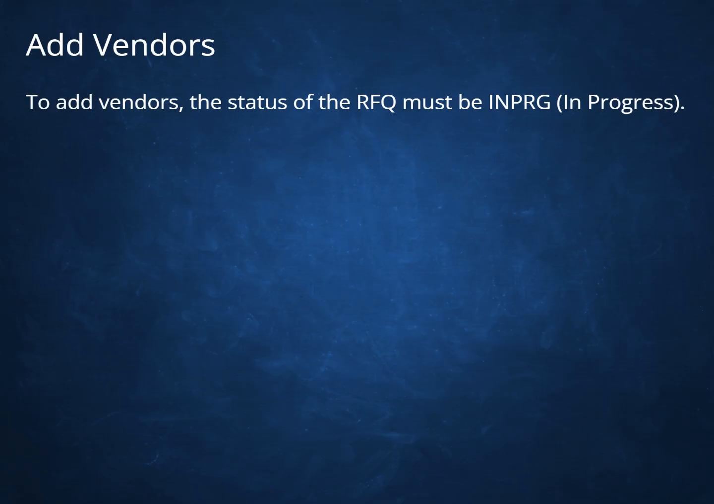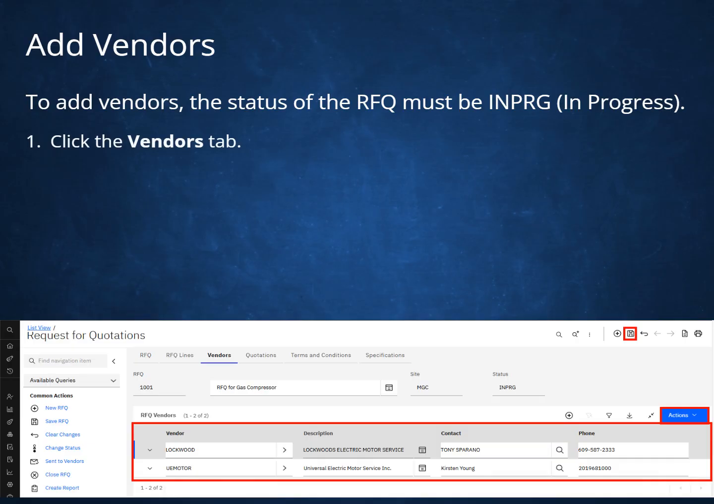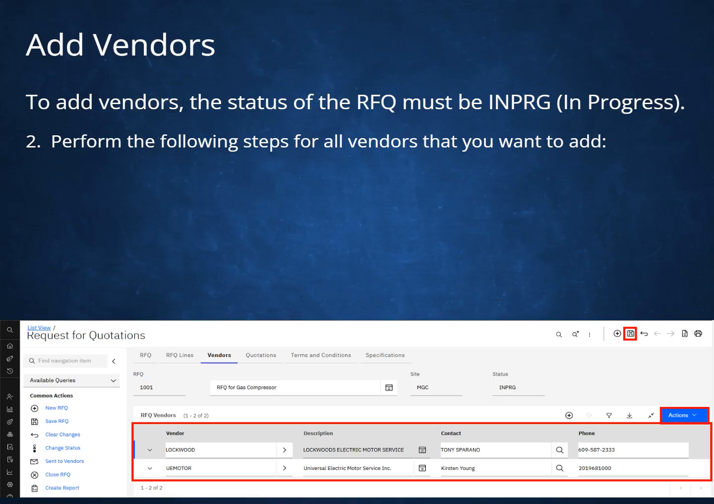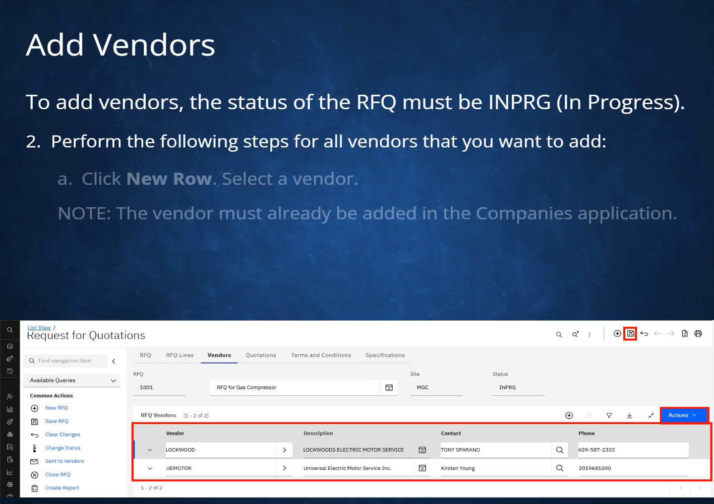Add vendors. To add vendors, the status of the RFQ must be INPRG, in progress. 1. Click the Vendors tab. 2. Perform the following steps for all vendors that you want to add. A. Click New Row. Select a vendor. Note, the vendor must already be added in the company's application.